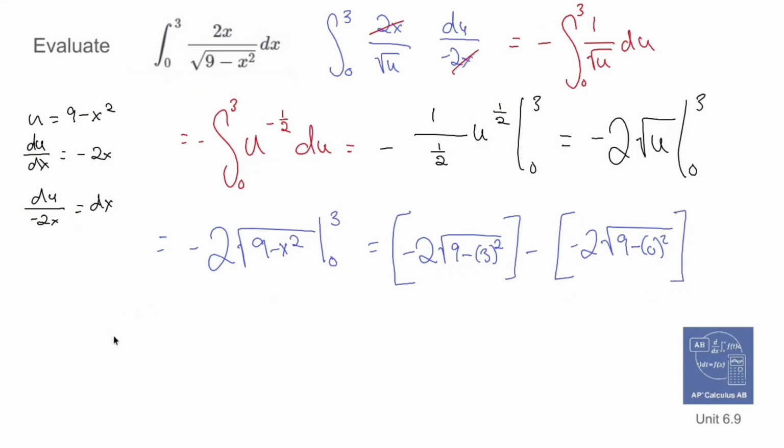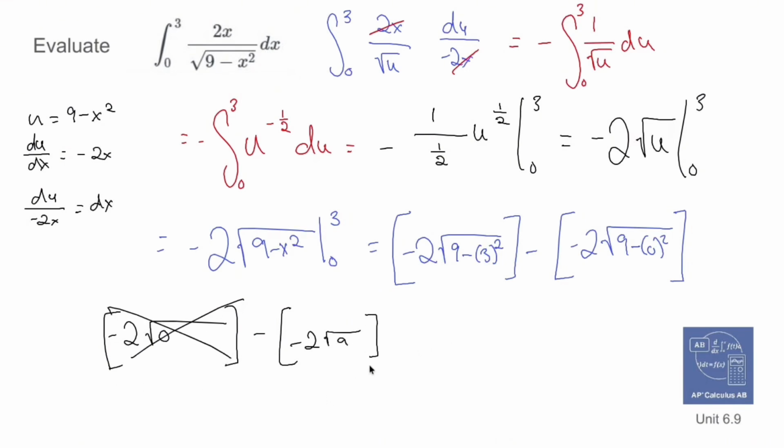The left one becomes negative 2 square root of 0. Big square root, little number. Minus negative 2 square root of 9 minus 0. So the left one completely goes away. And we have a double negative, 2 times 3, which becomes positive 6.